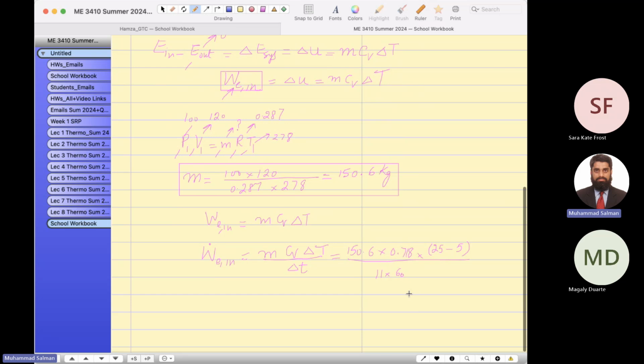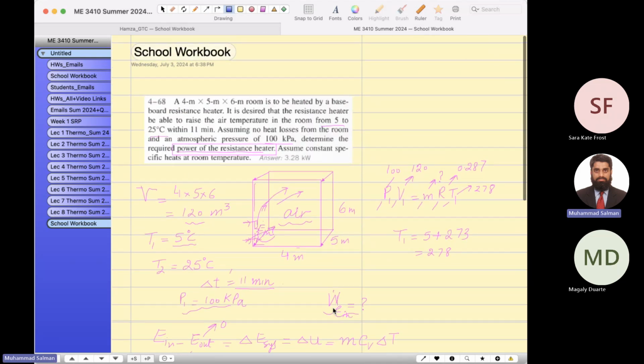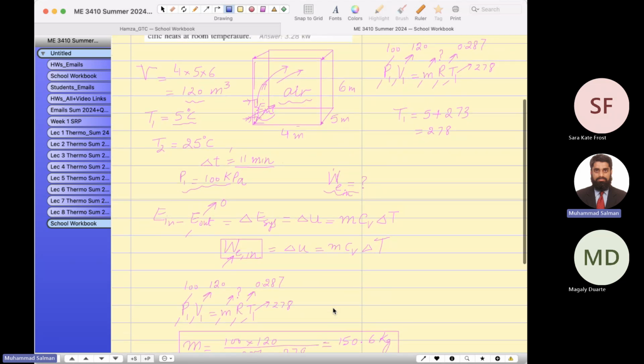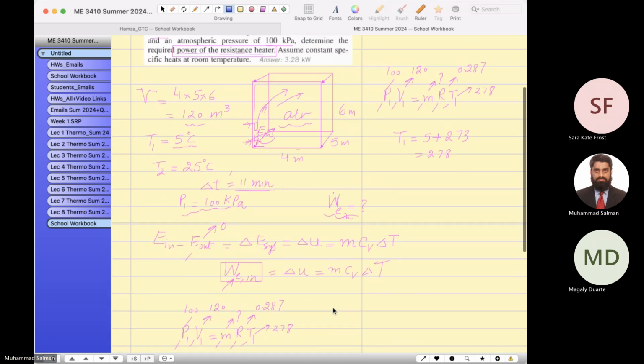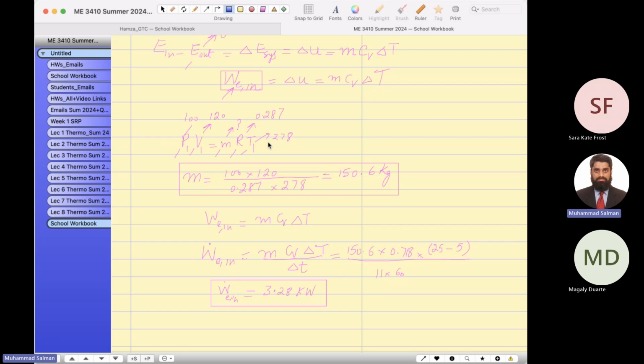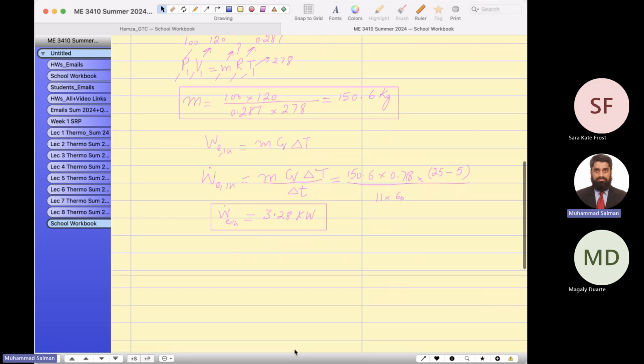So if you do the math for this, you should be able to get 3.28 kilowatts. This is the electric power required to raise the temperature of air inside the room by the resistance heater. Do you understand that? This resistance heater might be water or electric, I'm not sure, but it's not our major concern. The major concern is that you have to find the energy to increase the temperature of air.